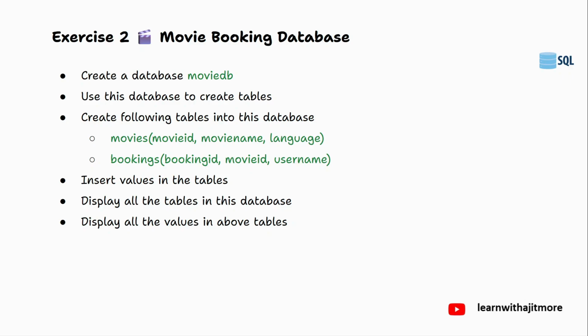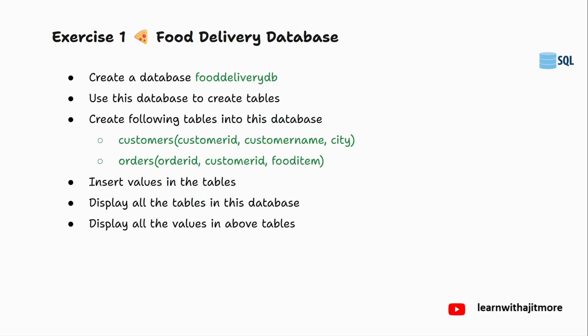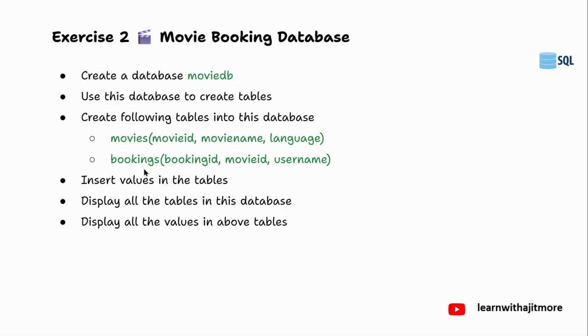Just to give you different types of scopes. Like in this case, it is related to food, like customer and the customer places order. In this case, like movies and the bookings for that movie. Yes, done, sir.